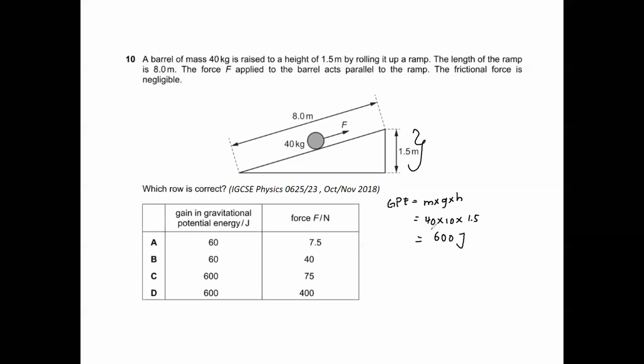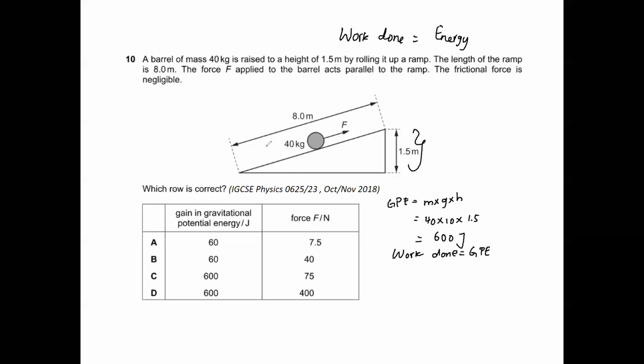And then next, we want to find the force. So how do we find the force? For this one, the GPE equals the work done. Usually work done equals the energy. So we can write work done equals the GPE. Why do we use the work done? Because our work done formula is force times distance.